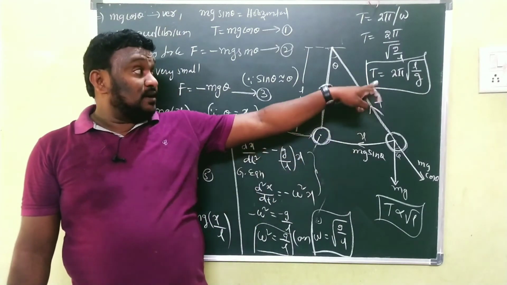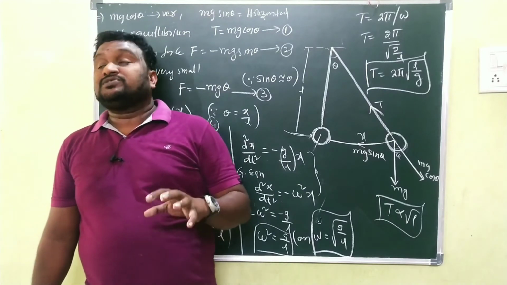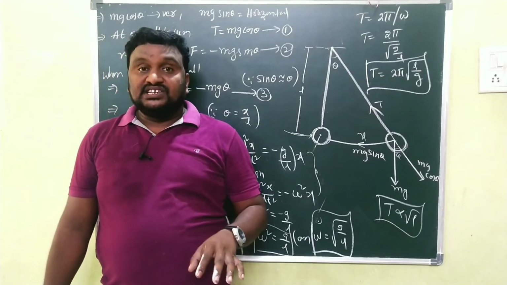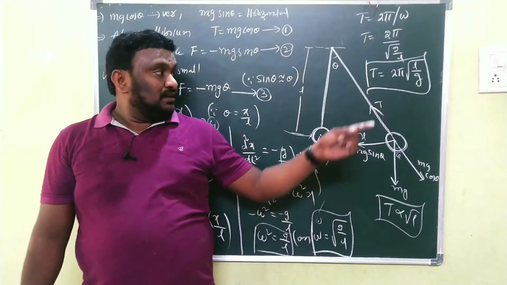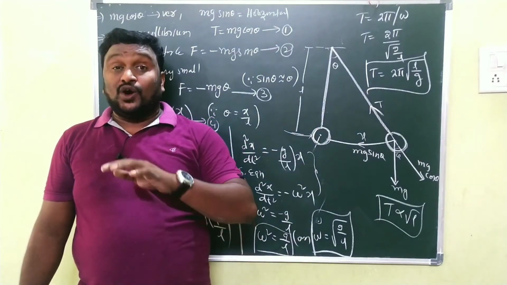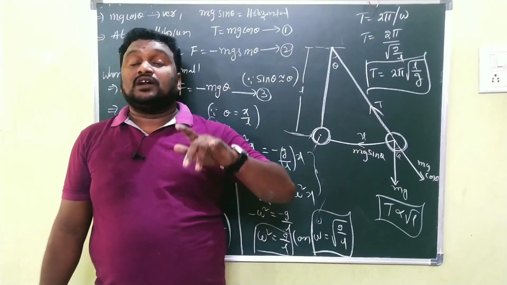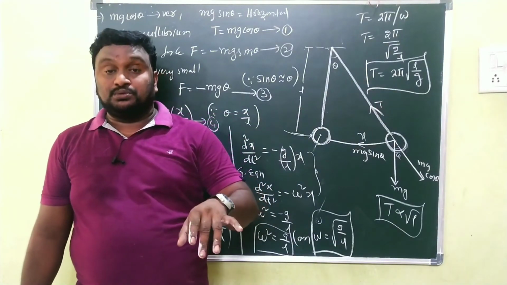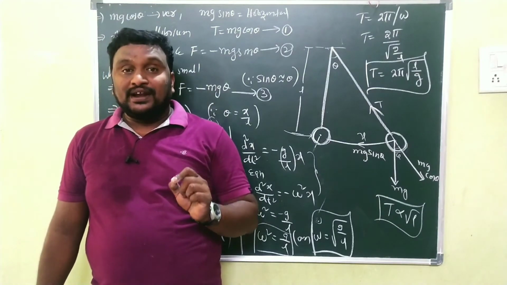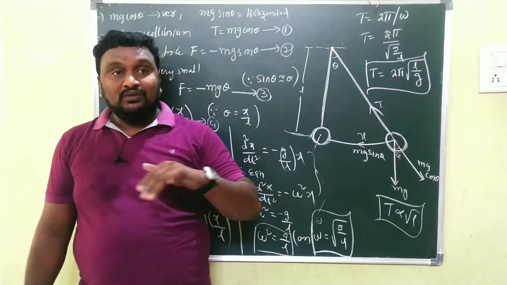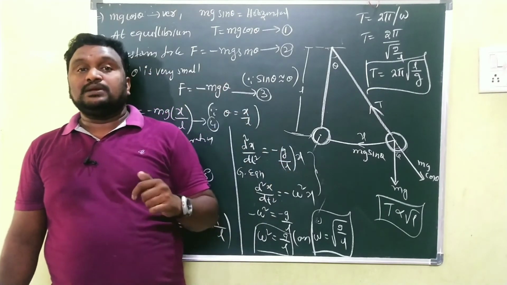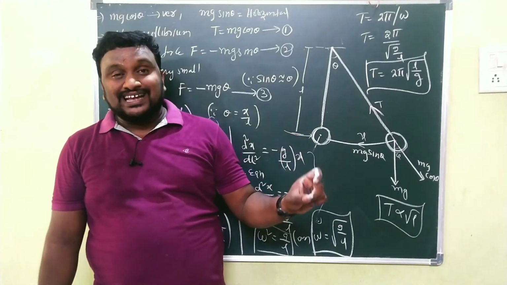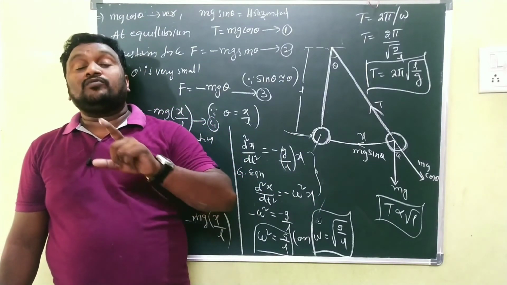Okay children, from this formula we can conclude that the time period of a simple pendulum depends upon the length and acceleration due to gravity. And the next thing you have to remember is that the time period of the simple pendulum does not depend upon the amplitude. Clear? The time period of a simple pendulum is not dependent upon amplitude. When the amplitude is very small, the time period is independent of amplitude.